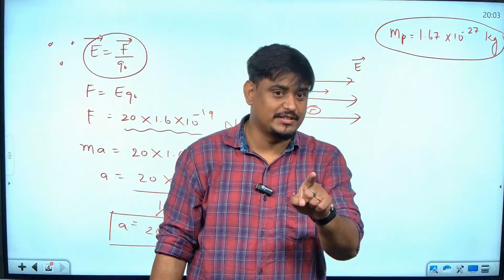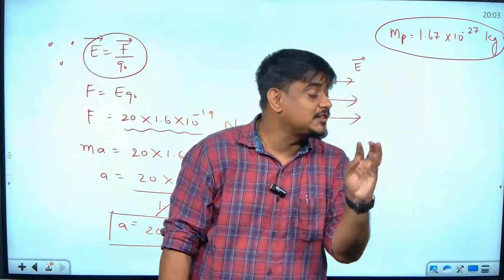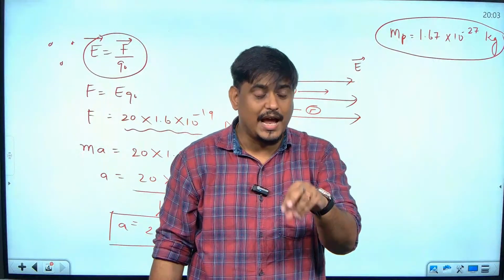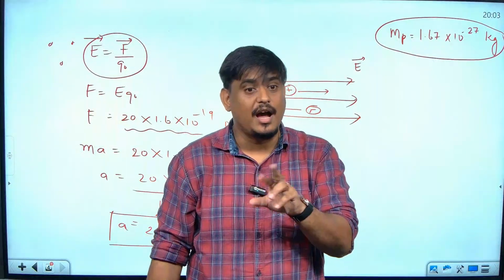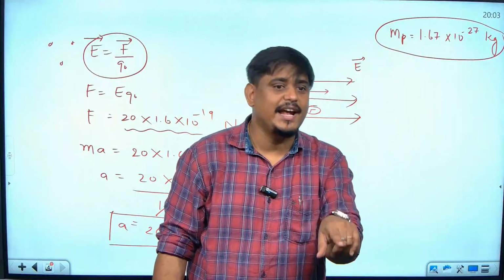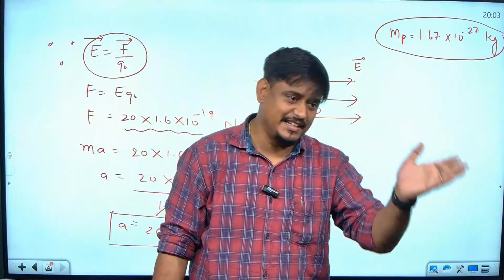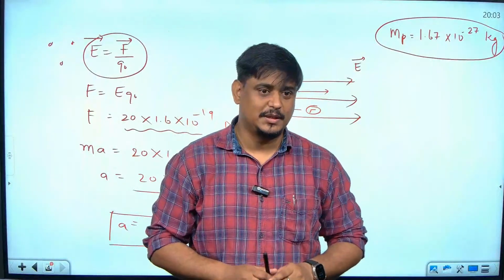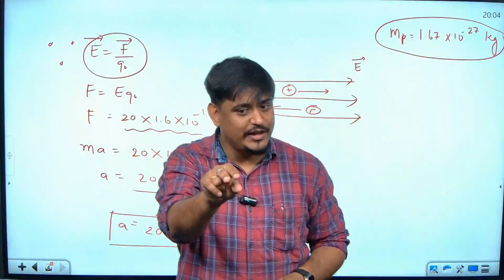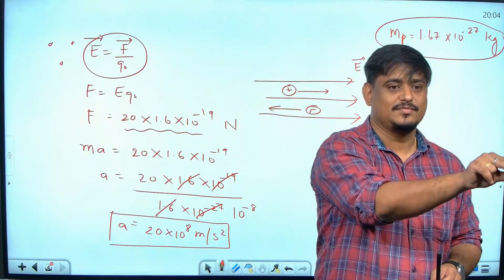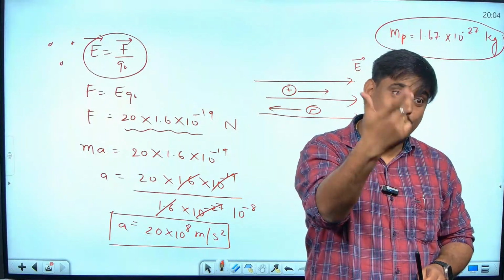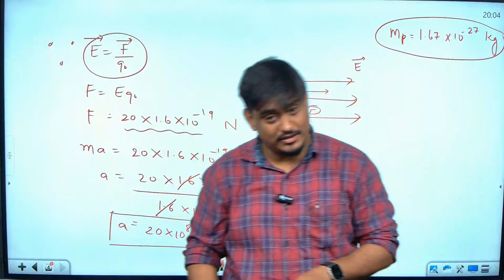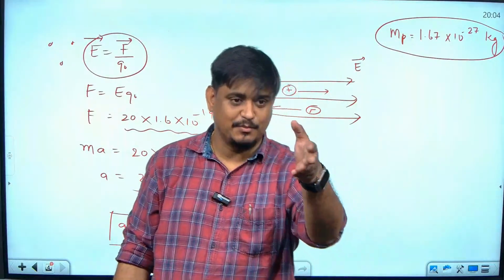A question will come like this in the board examination. If a stationary charge is placed in a uniform electric field and in a uniform magnetic field, how will it differ? In electric field, it will be accelerated. In magnetic field, no force will act on it. But the same charge, if it is moving, electric field and magnetic field both will affect it.